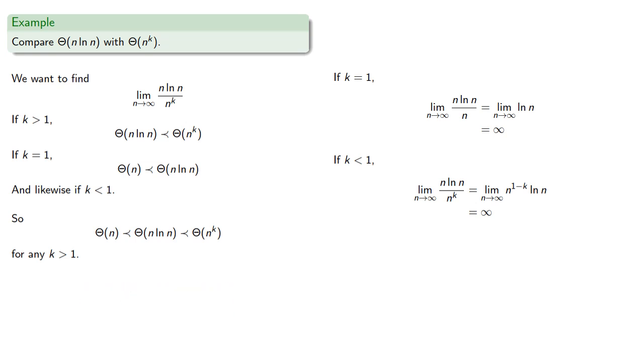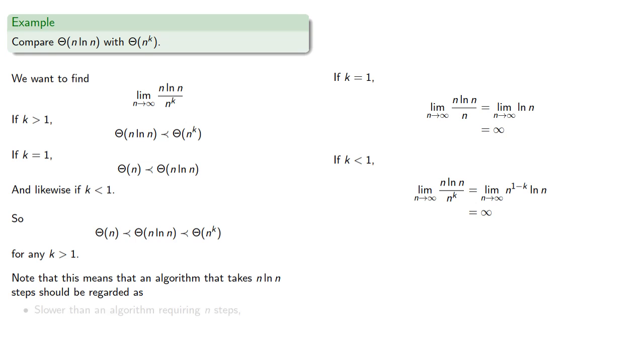Note that this means that an algorithm that takes n log n steps should be regarded as slower than any algorithm requiring n steps, but faster than any algorithm requiring n to the k for k greater than 1.